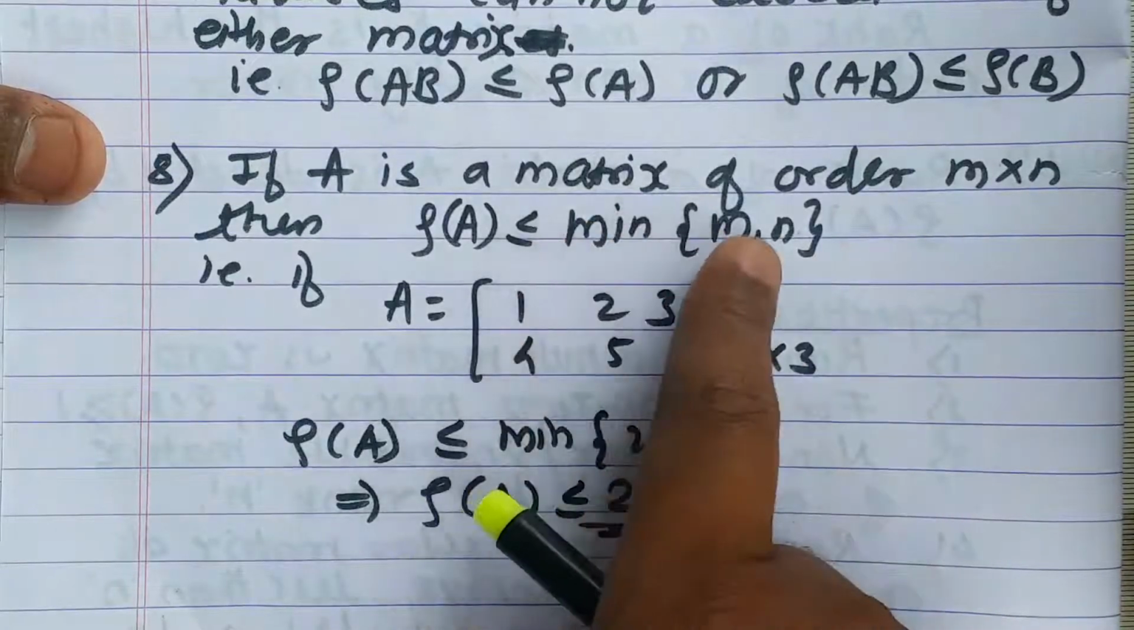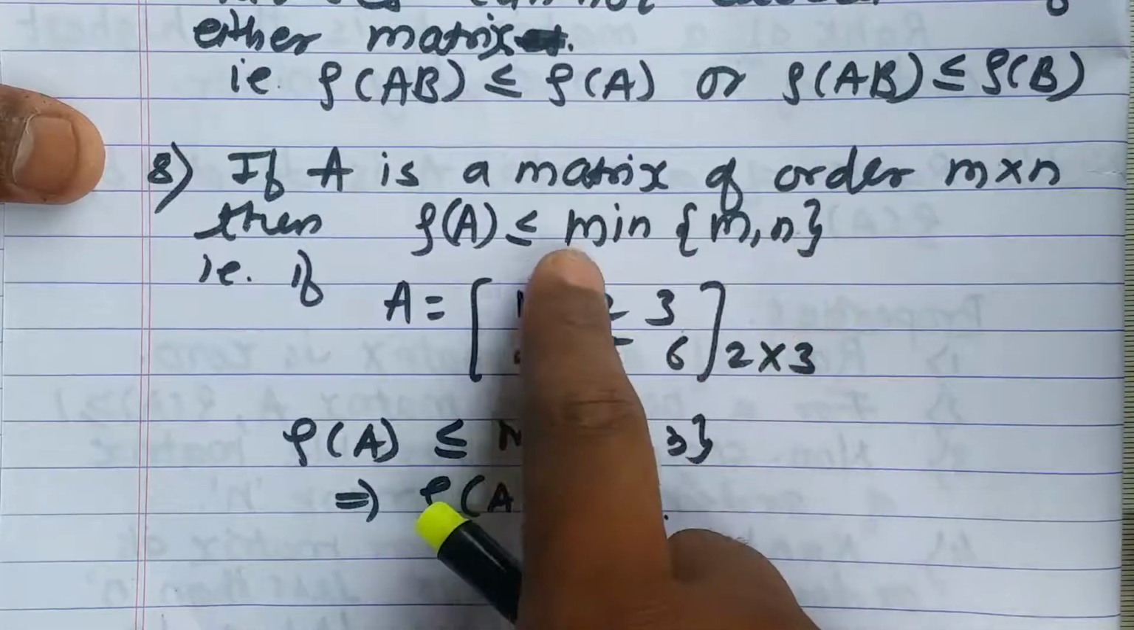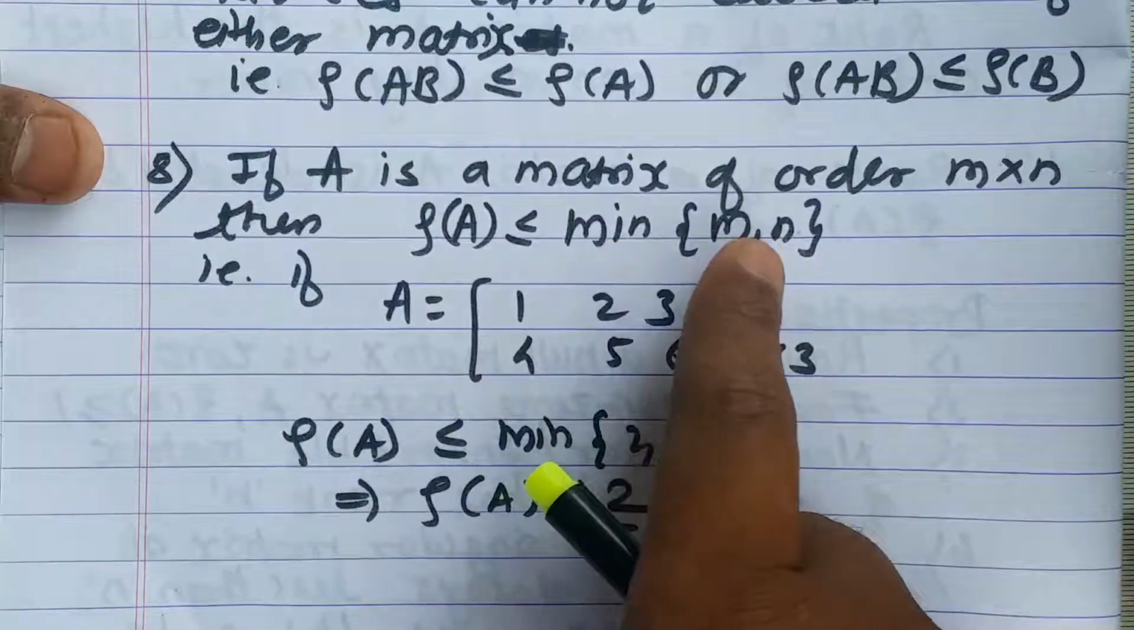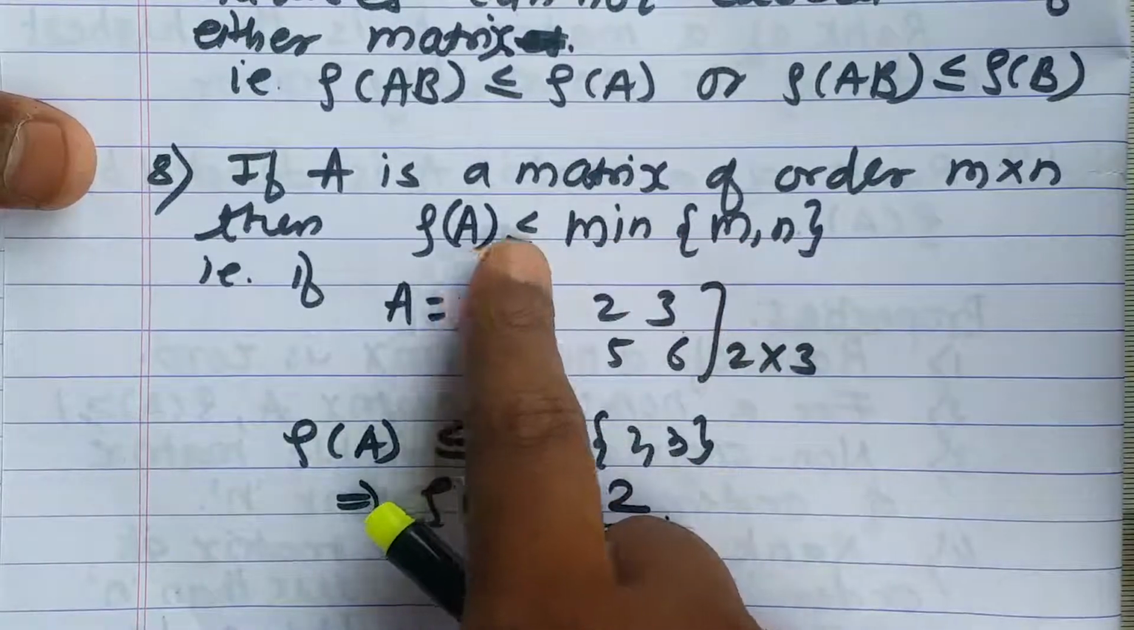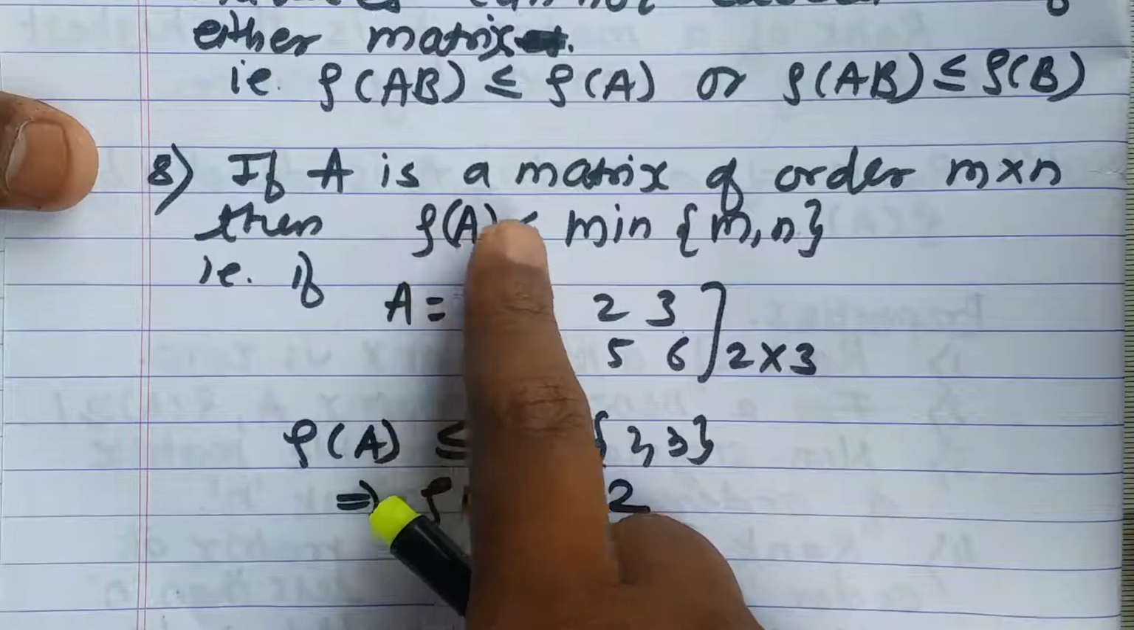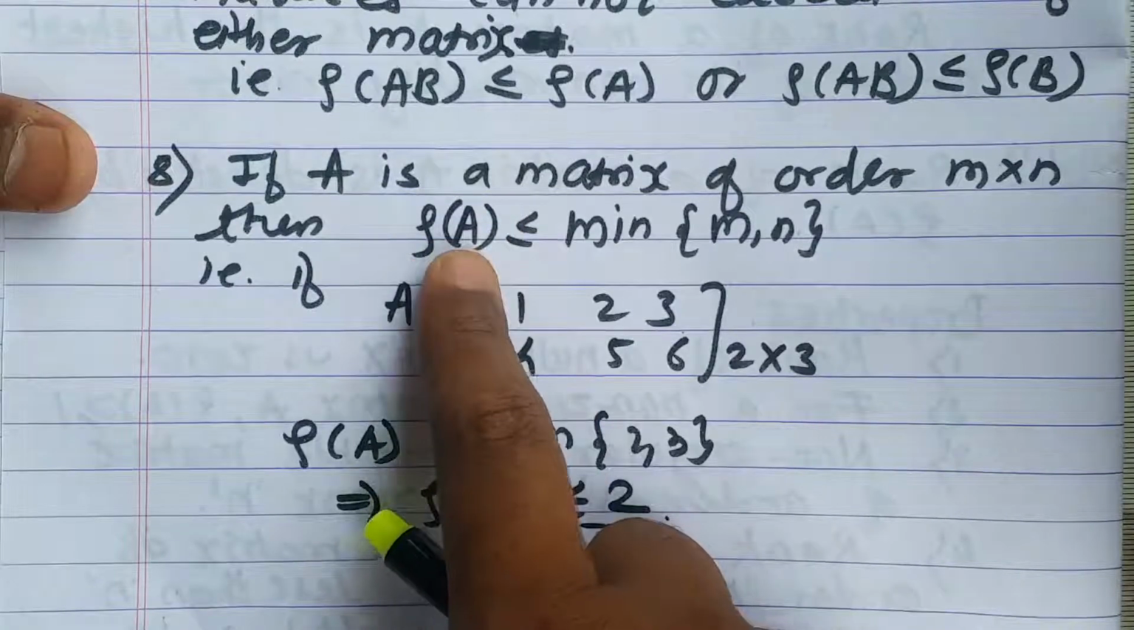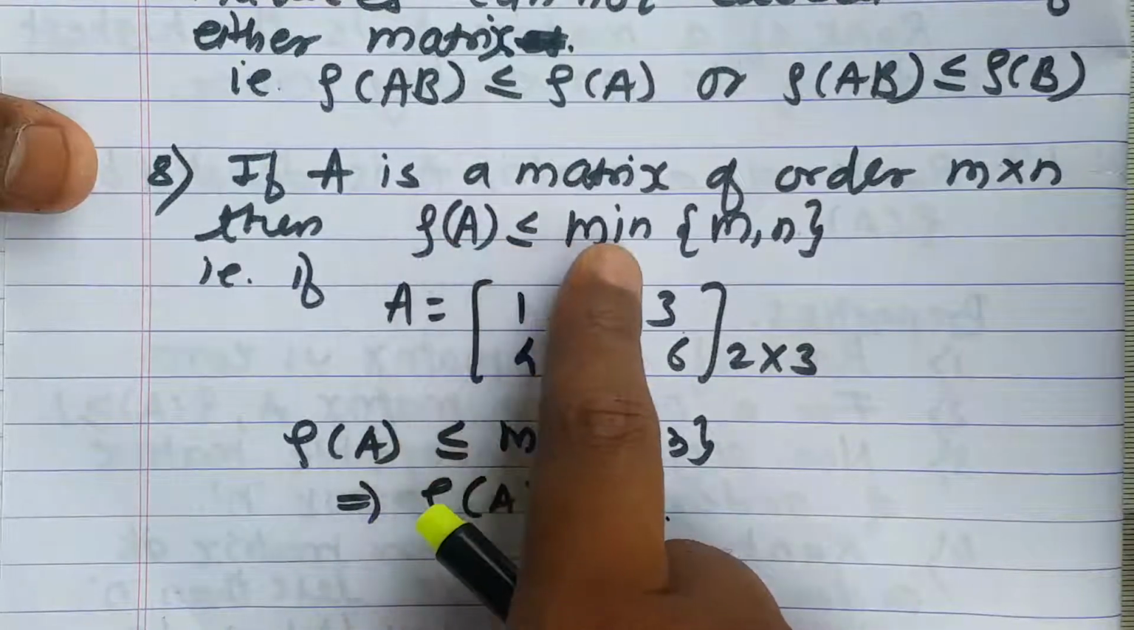So whatever number of rows and columns you have, take the minimum of that. That minimum of rows or columns will be the maximum possible rank of that matrix. This is the meaning of this property: rank of A is always less than or equal to the minimum of m comma n.